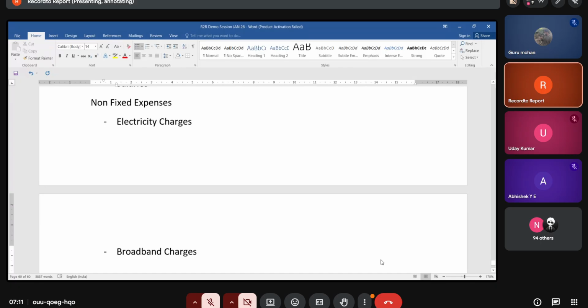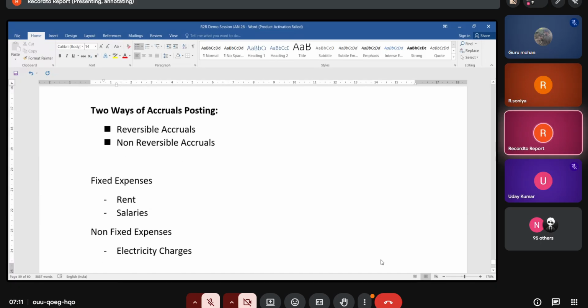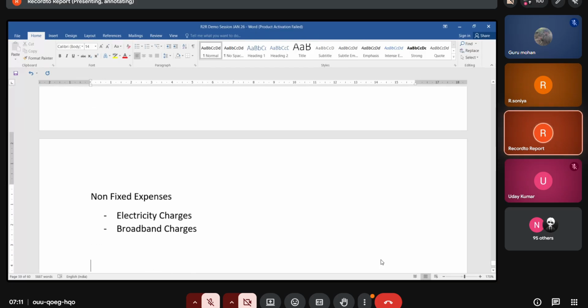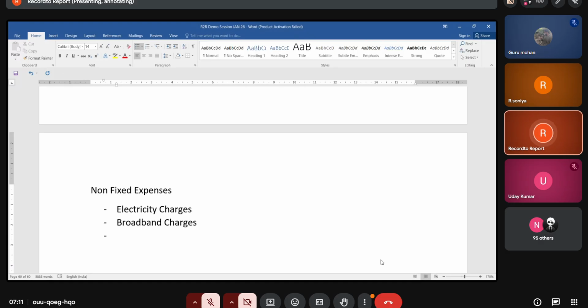Correct. So office electricity charges, broadband charges, any expenses which change every month are non-fixed. Example, travel allowances to employees: according to the travel, the expenses will depend. So it is not a fixed one. Likewise transport allowances and transport charges: according to the utilization, the expenses keep on changing, so it's not a fixed expense.